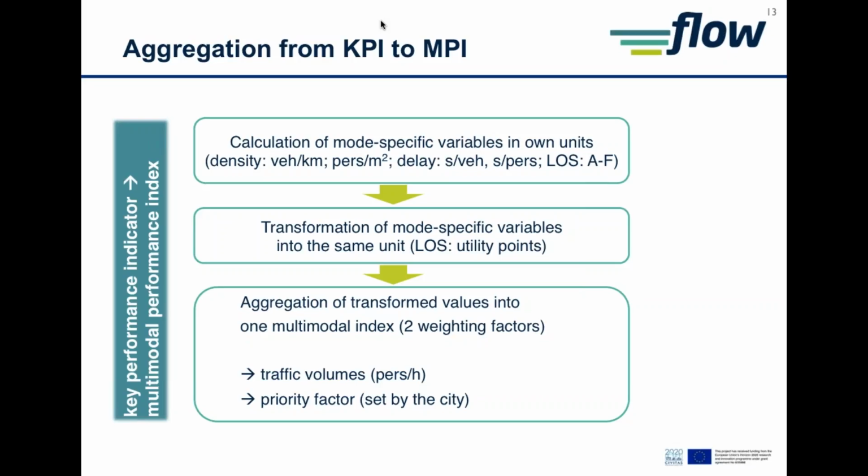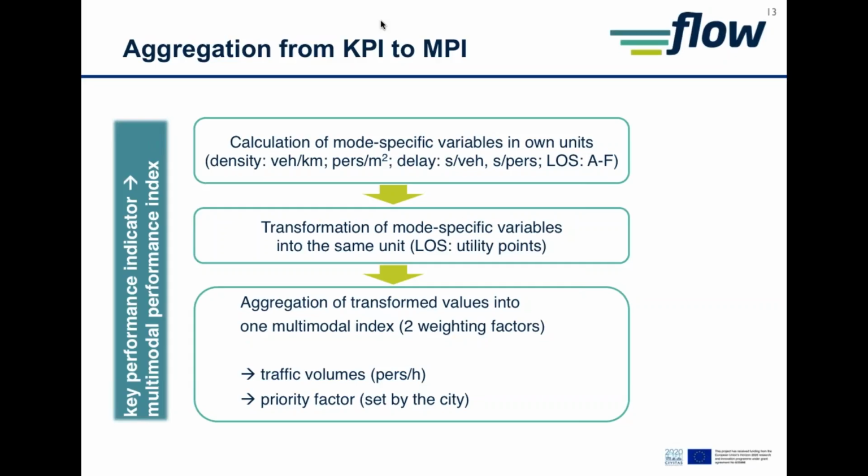So now we are at the stage where we have calculated the congestion index, if you like, for mode specific, for each and every mode under the assessment. And we now calculate an aggregation of all modes. So the first step is, again, calculation of mode-specific variables in our units. For density, that may be vehicle per kilometer or persons per square meter. Delay, seconds per person, and level of service is those different distinct classes from A to F, those 6 classes.